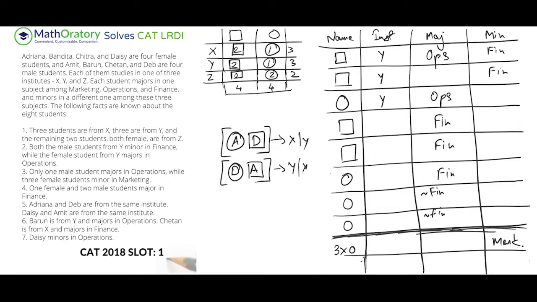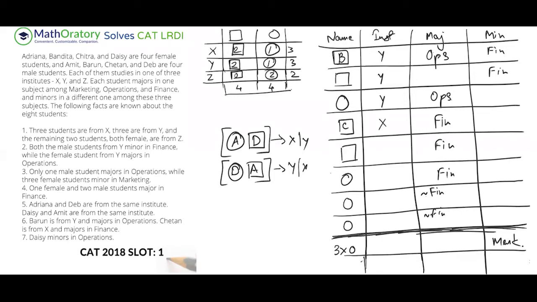Also, point number 6 tells us Barun is from Y and majors in operations. We already know the individual who is majoring in operations from Y, right? So this is B. This is Barun. So this is understood. So let me just write this properly. This is Barun, male, and majors in operations. Chetan is from X and majors in finance. So Chetan is one of these two individuals. Again, it doesn't matter which one is Chetan. So I'll just write Chetan here and put an X here, because I know that Chetan is from X and majors in finance. Let us finish this off.